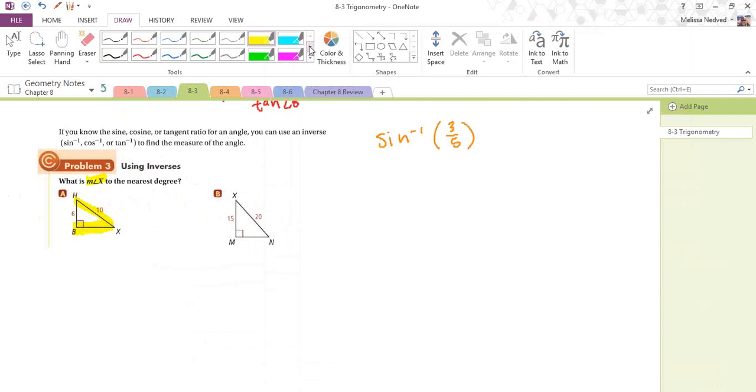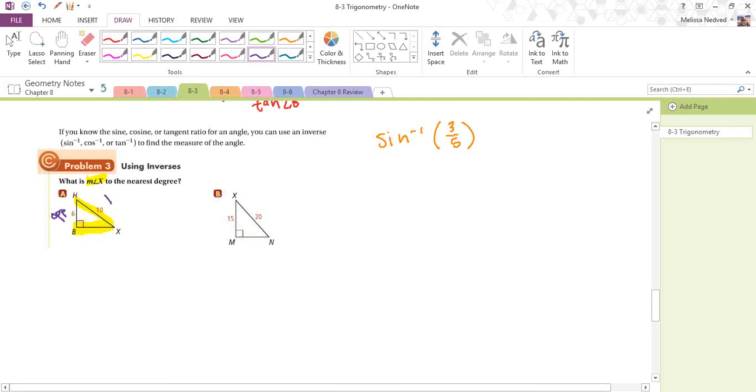And I'm going to label what I know. This side length here, 6, is my opposite. This side length, 10, is my hypotenuse. I'm only labeling the two sides I know. I know the length of the hypotenuse and the opposite. So I need to pick out which trig function I'm going to use based on the fact that I know the side lengths of the opposite and the hypotenuse. Opposite and hypotenuse is sine.